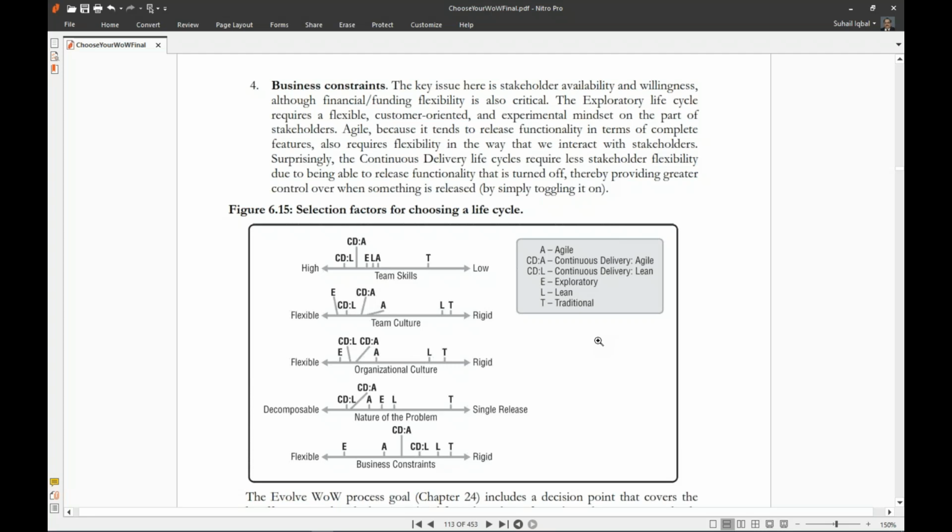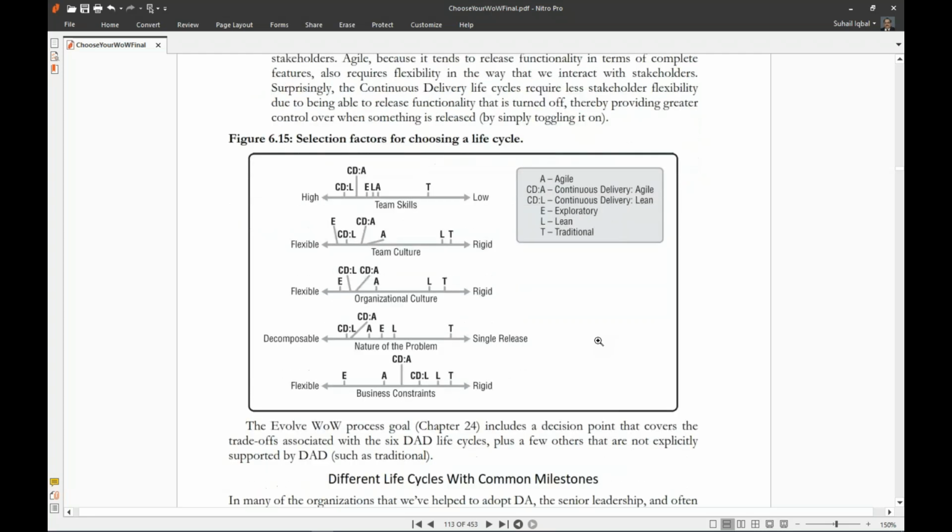Business constraints. The key issue here is stakeholder availability and willingness. Although financial or funding flexibility is also critical, the exploratory life cycle requires a flexible, customer-oriented, and experimental mindset on the part of the stakeholders. Agile, because it tends to release functionality in terms of complete features, also requires flexibility in the way that we interact with stakeholders. Surprisingly, the continuous delivery life cycles require less stakeholder flexibility due to being able to release functionality that is turned off, thereby providing greater control over when something is released by simply toggling it on.